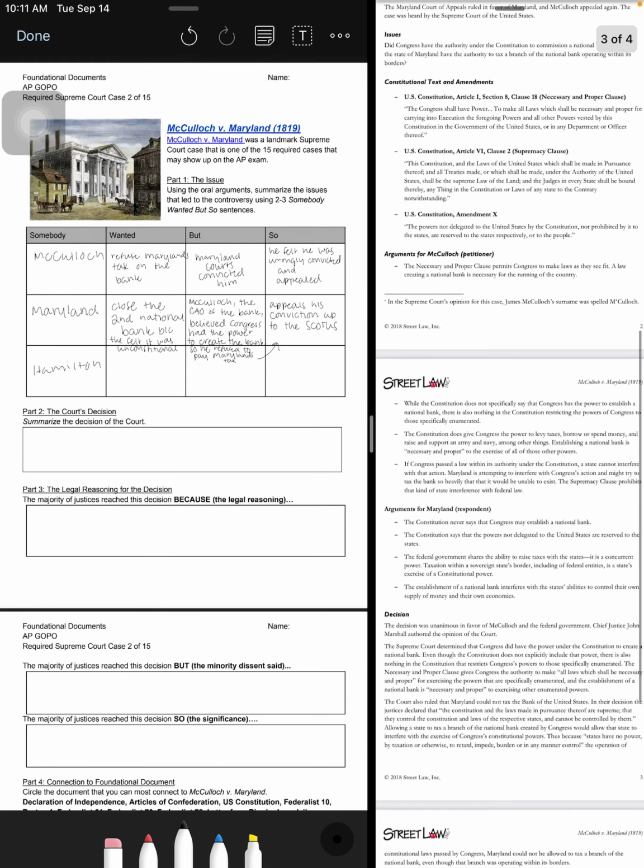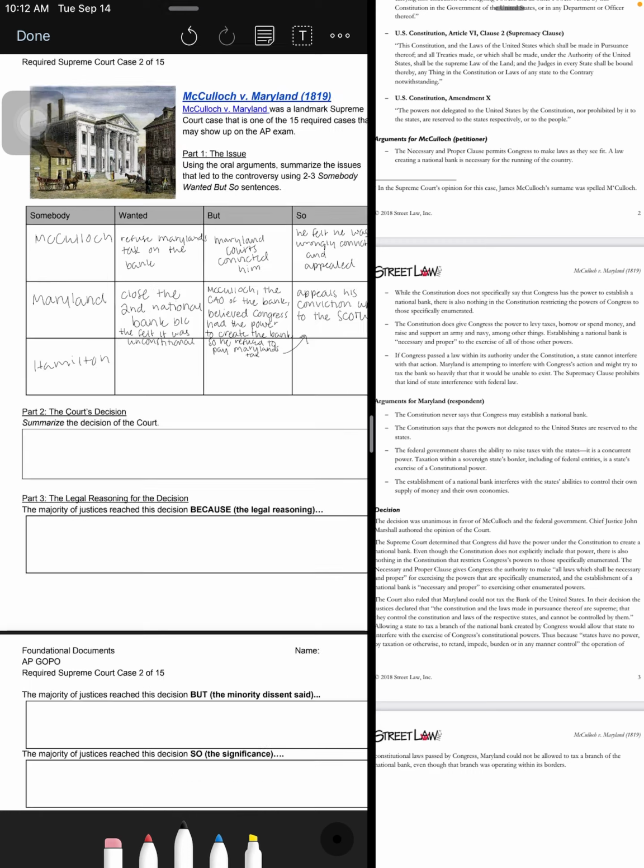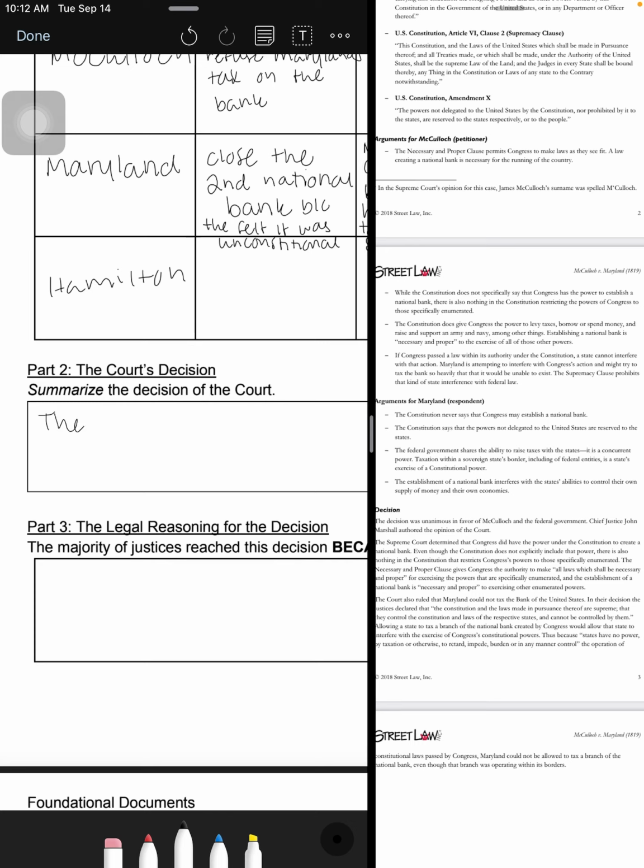So in part two, I can scroll down and read about the decision. There are a few things I want you to write about in the decision. I want you to tell me who they decided in favor of and what the vote was. So was it 5-4? Was it close? Or was it unanimous? And so on and so forth. It says the decision was unanimous in favor of McCulloch and the federal government. So that's what I'm going to put here. They decided in favor of McCulloch.